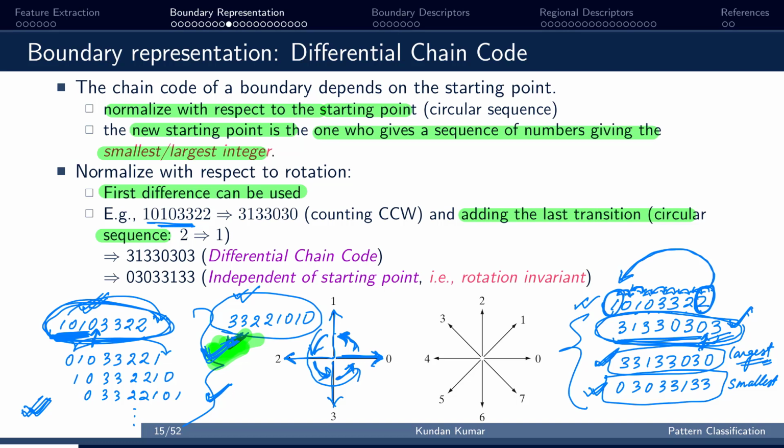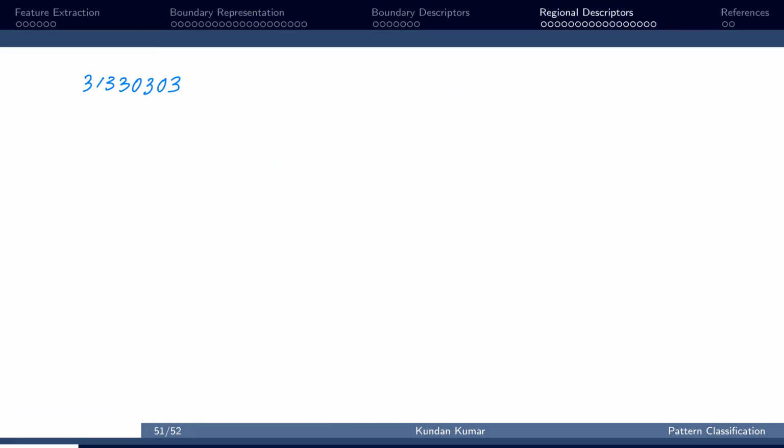Maybe it is not very clear to you. Let me explain again how we can select the largest or smallest integer possible using these numbers. Write this number in circular sequence. So it will be 13300303, and this 3 will be at the end. 33030331, then 30303313.